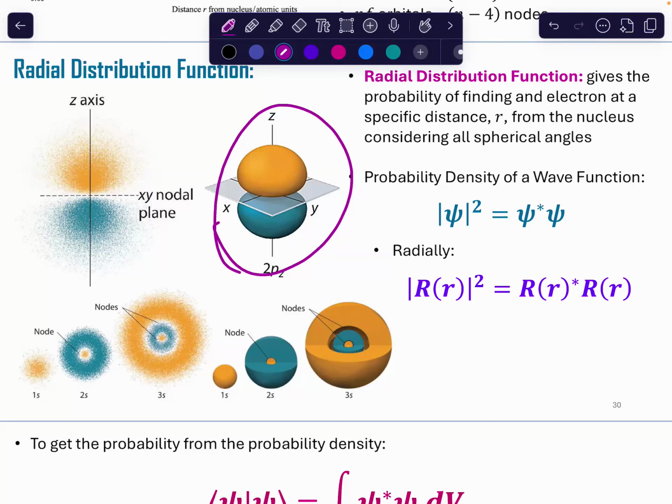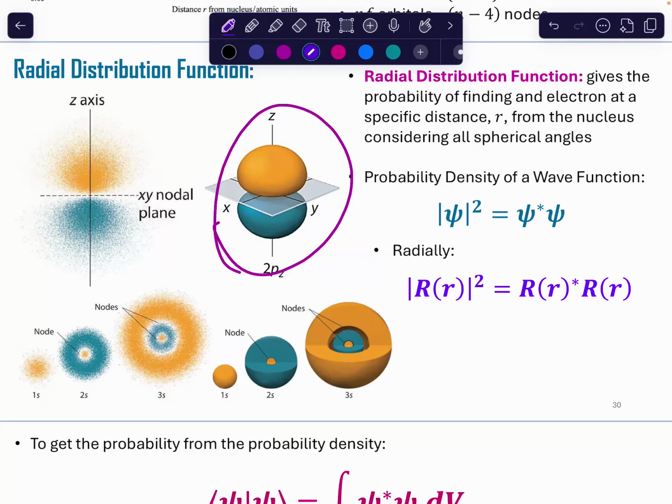And even though we're looking at these radii spherically, the electrons, if they're in a p orbital, will still be within these regions where you see the lobes of the p orbital. They'll just be so far out from the nucleus.